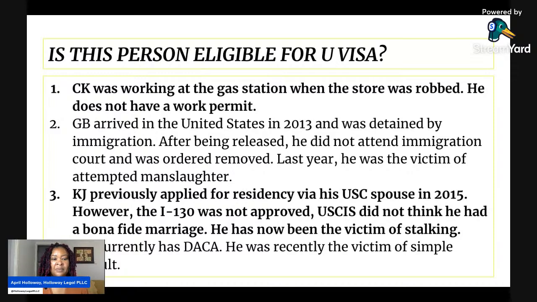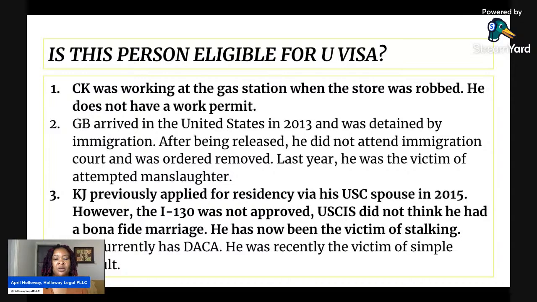So WB currently has DACA and he was the victim of simple assault. Okay, so the issue here is simple assault because the eligible crime is felonious assault. So what you want to look to again is the police report describing how the assault was committed, to look for ways that you can argue that it was a felonious assault. This state may be calling it a simple assault, but we may be able to argue a gun was brandished, making it a felonious assault, or there was some other element that made it a felonious assault.